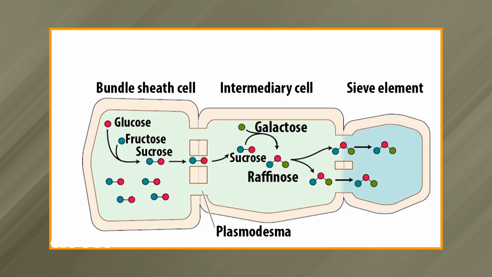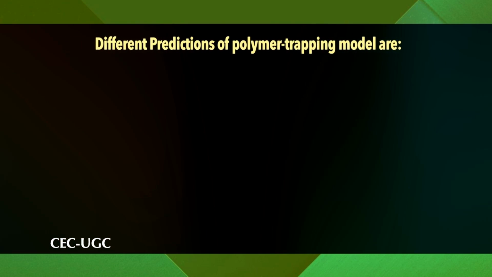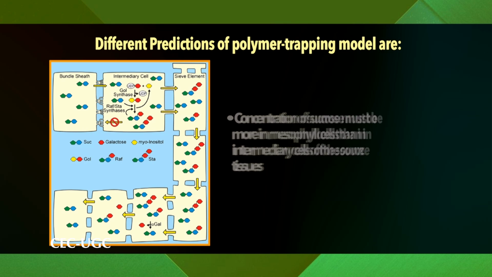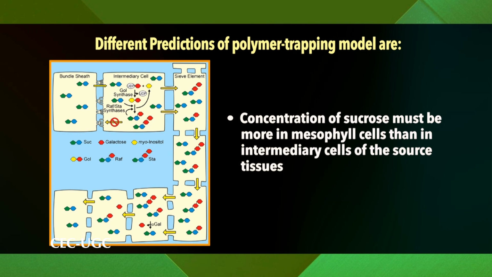The utilization of sucrose in the intermediary cells in the polymerization reaction and its continuous synthesis in the mesophyll cells maintains a concentration gradient that is essential for symplastic loading. Different predictions of the polymer trapping model are: number 1, the concentration of sucrose must be more in mesophyll cells than in the intermediary cells of the source tissues.